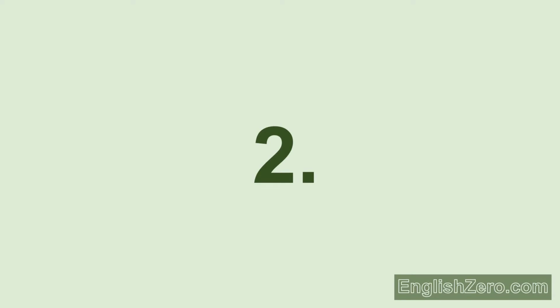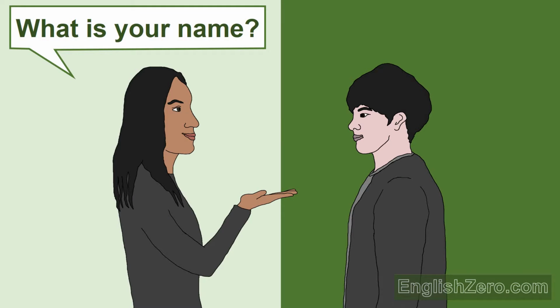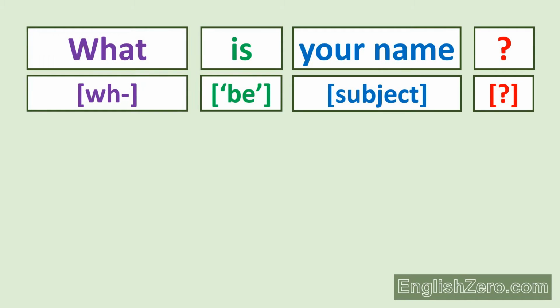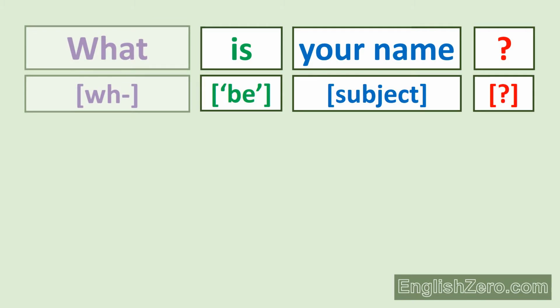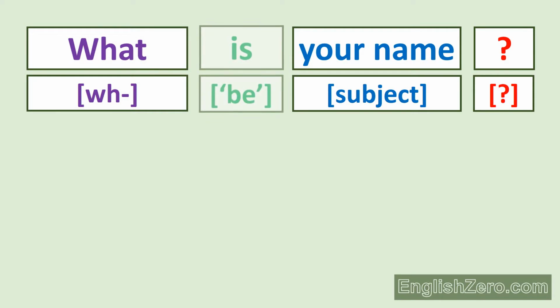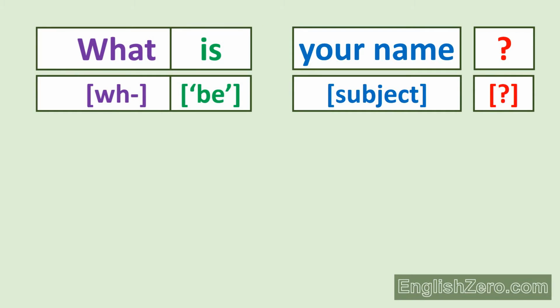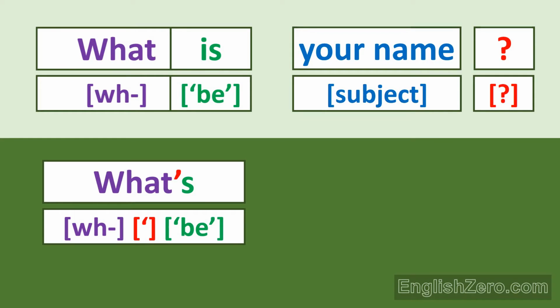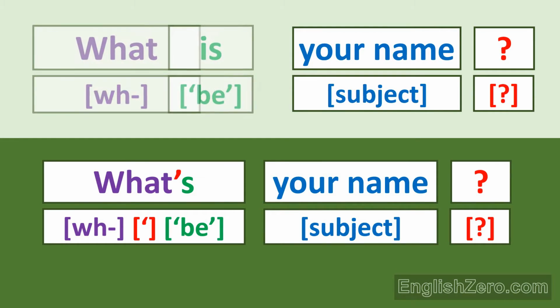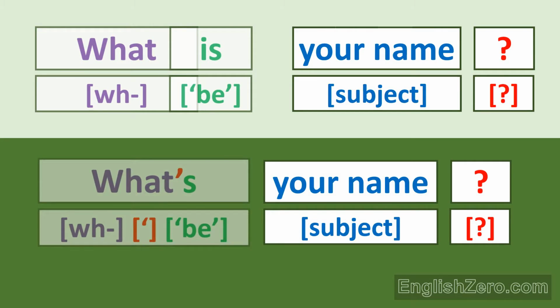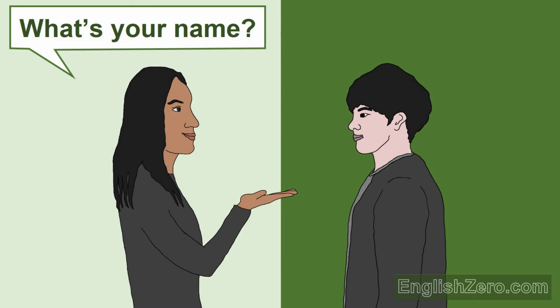Two. What is your name? What, WH. Is, be verb. What and is go together. What is, what's. What is your name? What's your name?